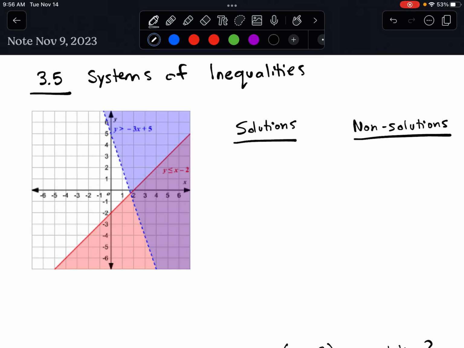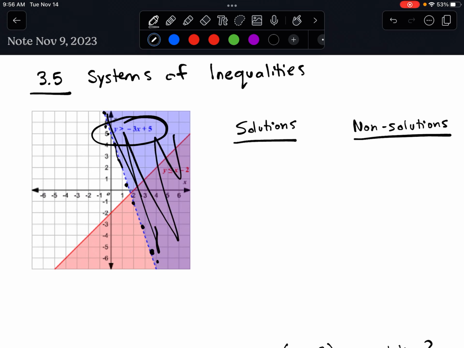All right, so here we are in 3.5, and here we are now graphing and solving systems of inequalities. So we're not doing systems of equations anymore, we're doing systems of inequalities. So we know that for inequalities, we have many possible solutions always, right? If we look at the graph of y is greater than negative 3x plus 5, that is this blue dotted line. Notice it's shaded above.